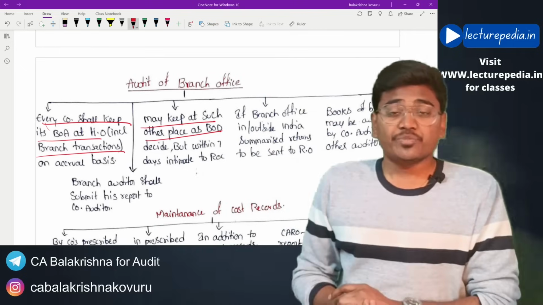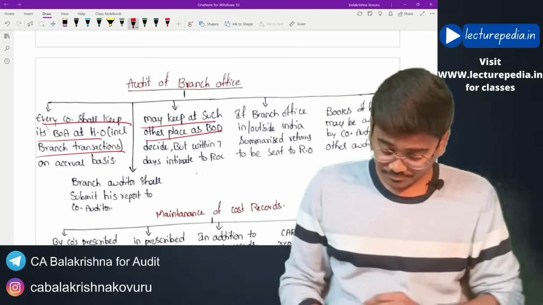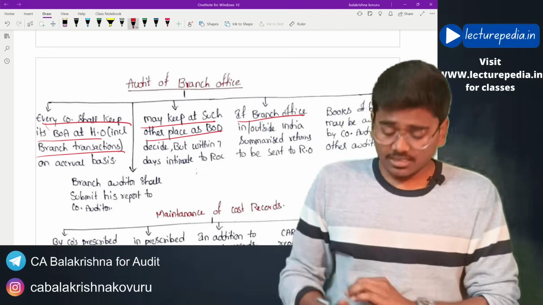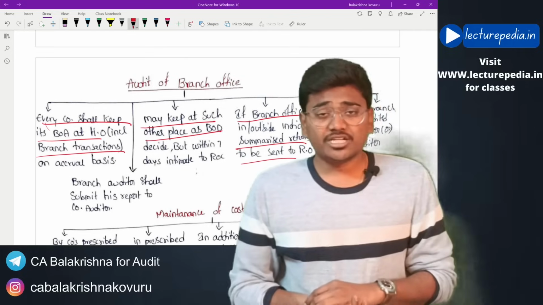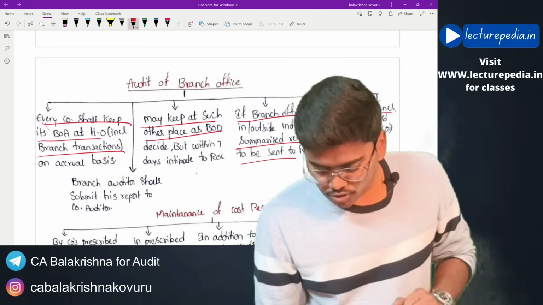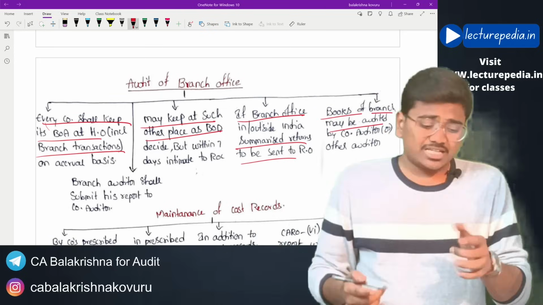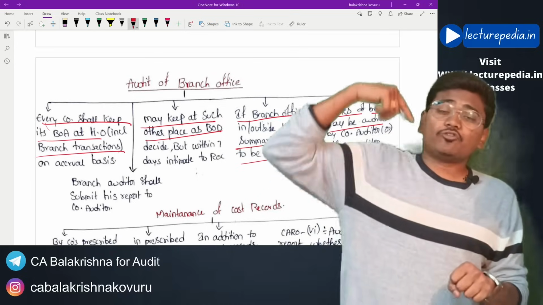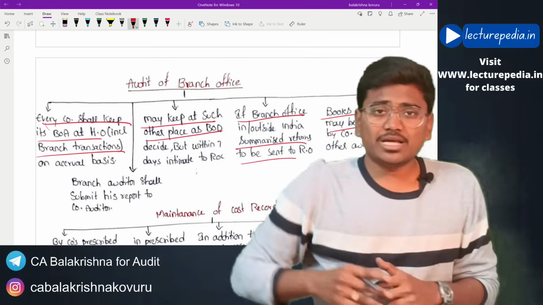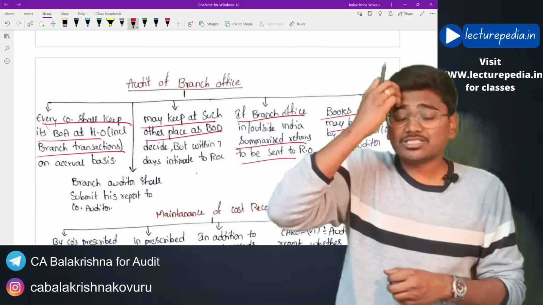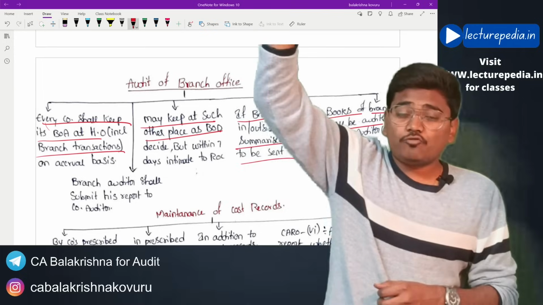it has to intimate to the registrar of companies the address at which the books of accounts have been kept. And if the branch office is outside India, summarized returns have to be sent to the registered office on a periodical basis, and books of the branch may be audited either by the company auditor or by some other auditor. In case of a foreign branch, the books can be audited by such accountant who is eligible to be appointed as auditor as per those foreign laws.